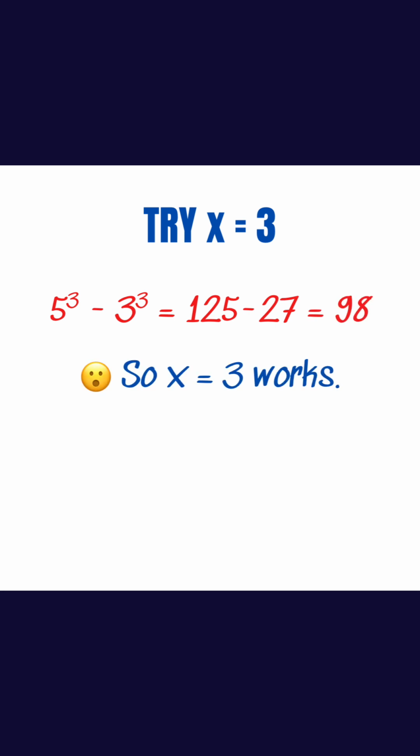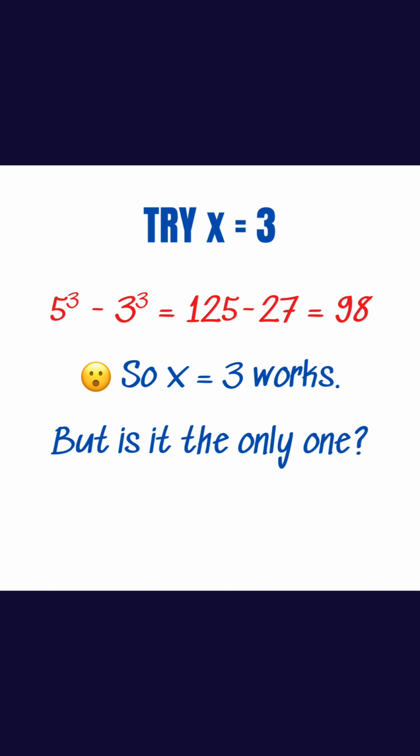Now let's try x equals 3. 5 to the power 3 minus 3 to the power 3 equals 125 minus 27. That equals 98, so x equals 3 works. But is it the only solution? Let's find out.